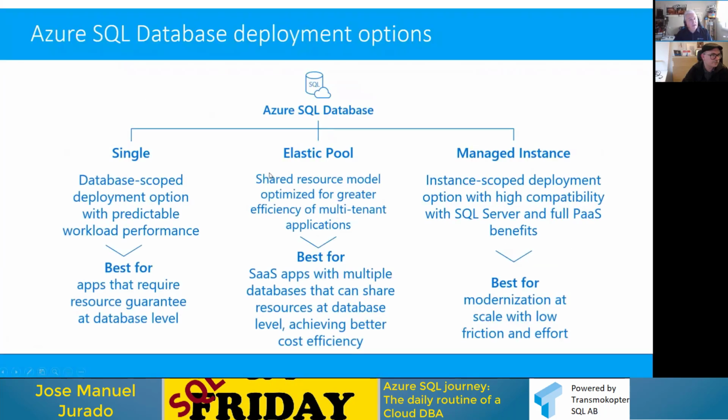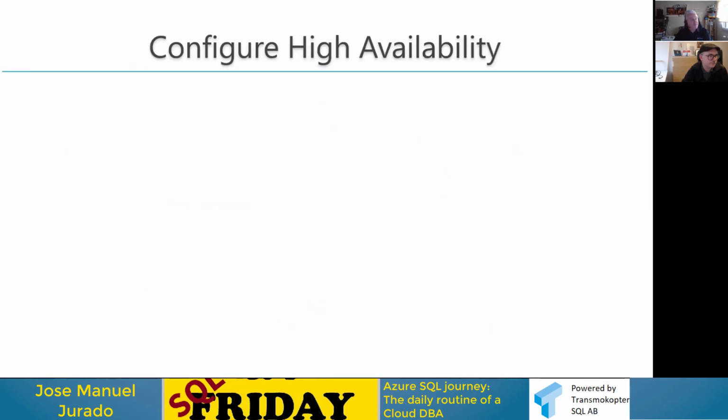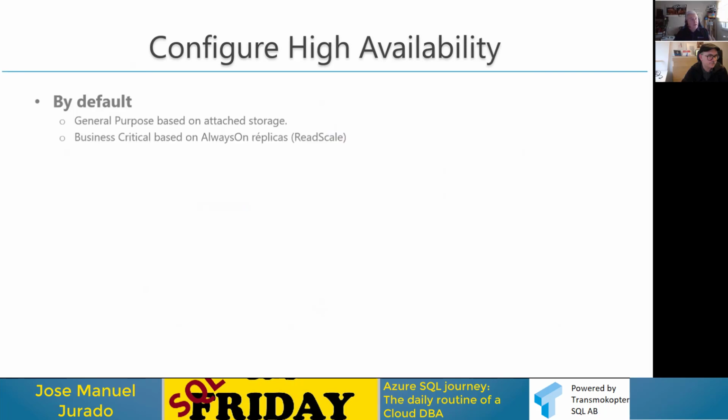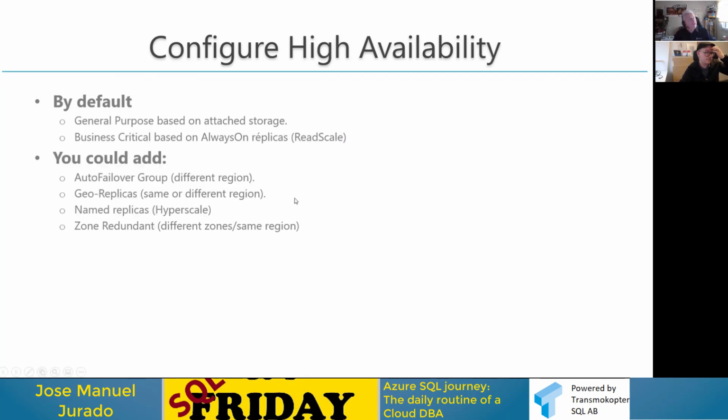The most important thing, as we mentioned, is what is the best. I'm not going to focus on that, because I would like to show you other things. Another aspect that is very important for a DBA, I think the key point, because if not, you are fired from the company, is high availability. By default, as I mentioned, when you choose general purpose, the high availability is based on the attached storage, and when you choose business critical, it is based on Always On replicas.